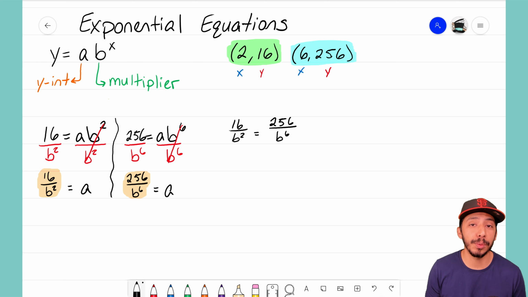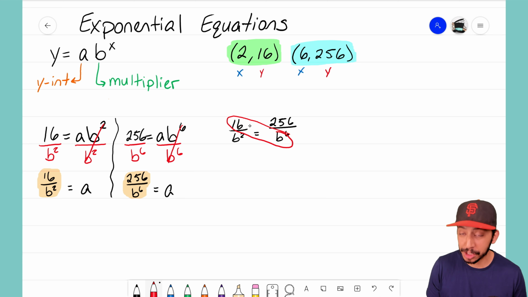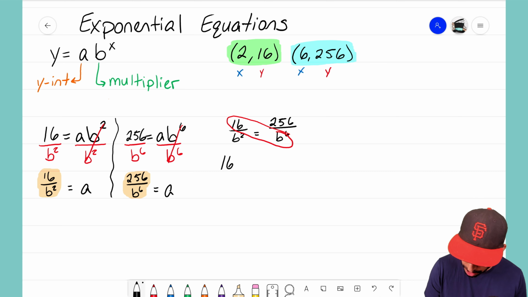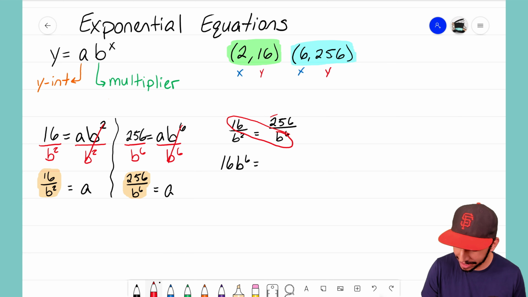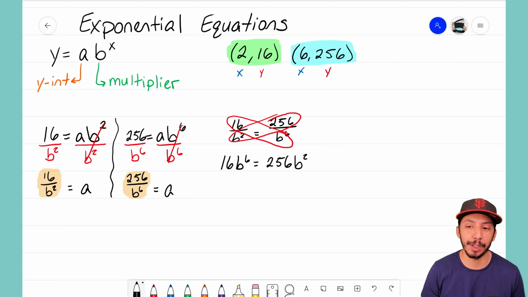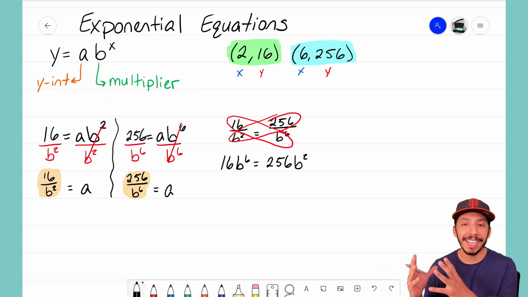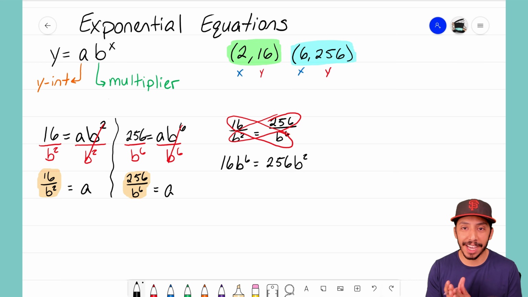Remember, when fractions are equal to each other, what we want to do is cross multiply. So I'm going to go ahead and multiply the top and the bottom of this equation. 16 times b to the 6th power will become 16 times b to the 6th power. On the right side, we're going to end up with 256 times b to the 2nd power. So we are on the way to solving this equation. Now again, I need to get all my numbers to one side. I need all my variables to the other side.